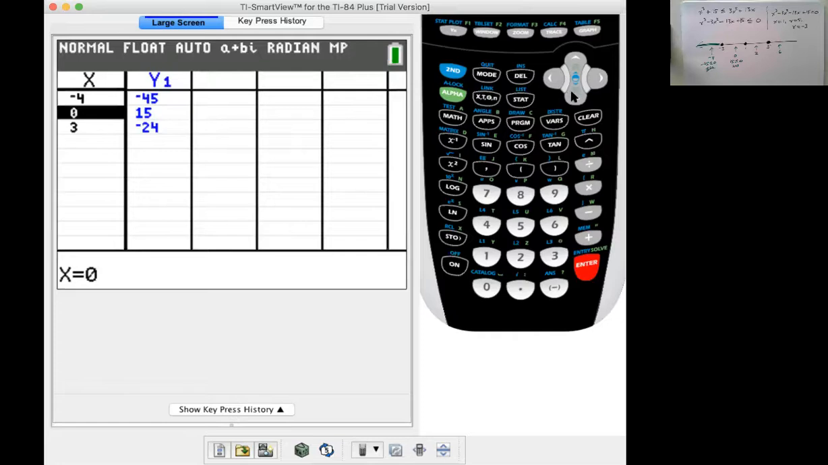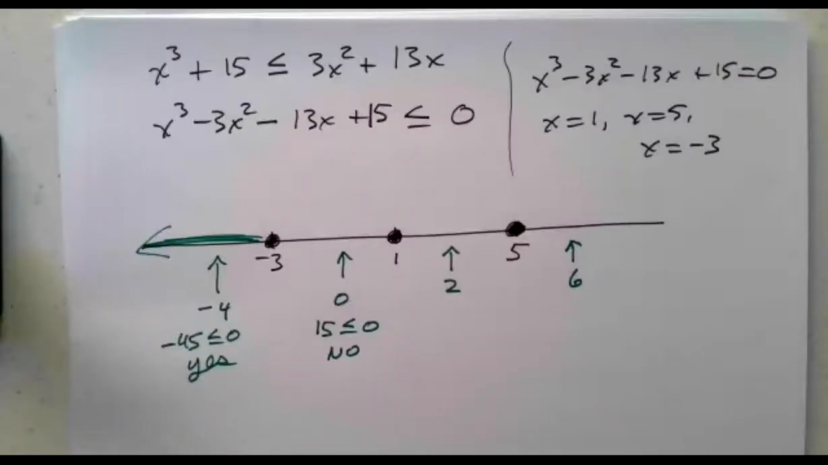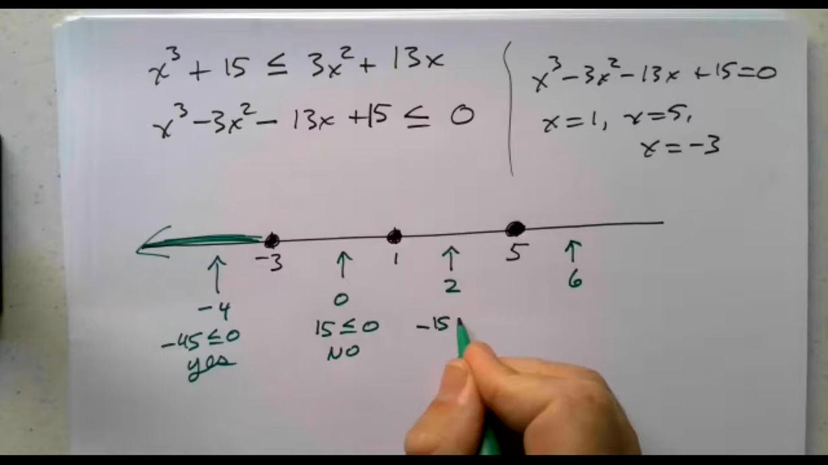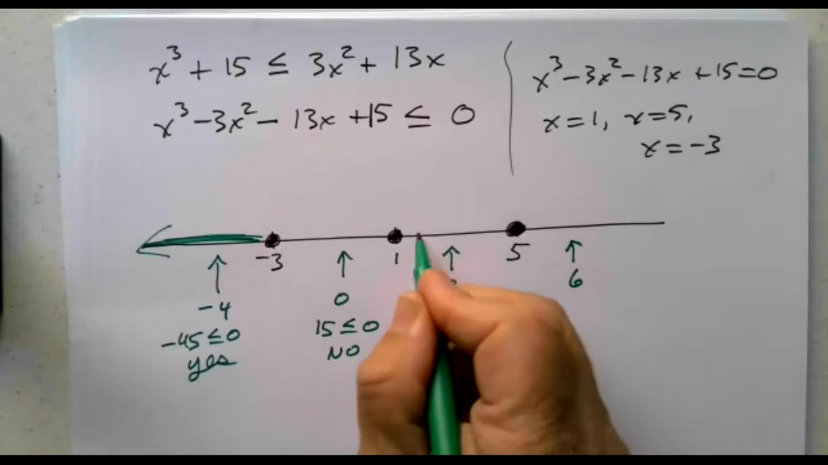I want to plug in 2. I'm interested, is it less than 0? I get -15. Plugging in 2, I get -15, which is less than or equal to 0, so I'm going to shade there.